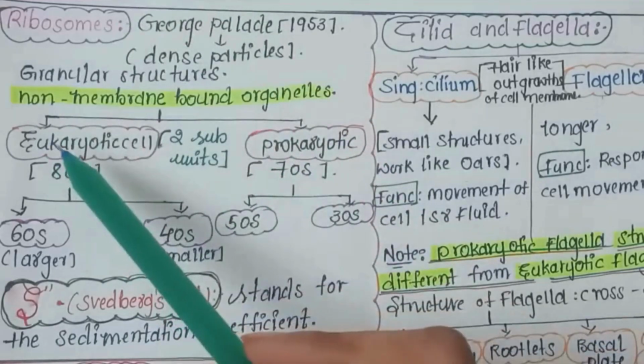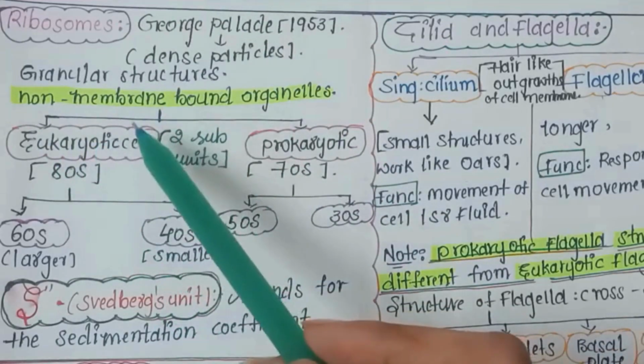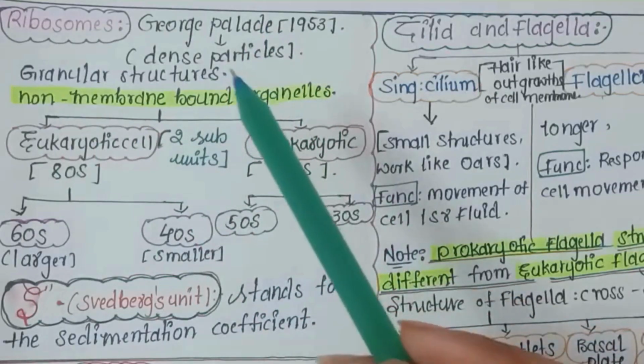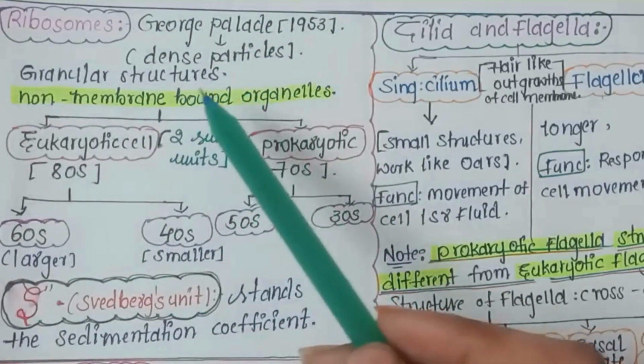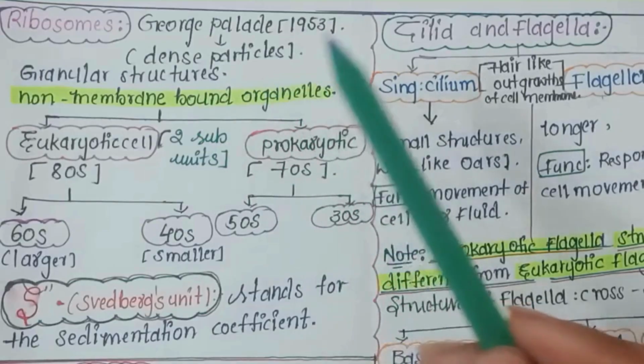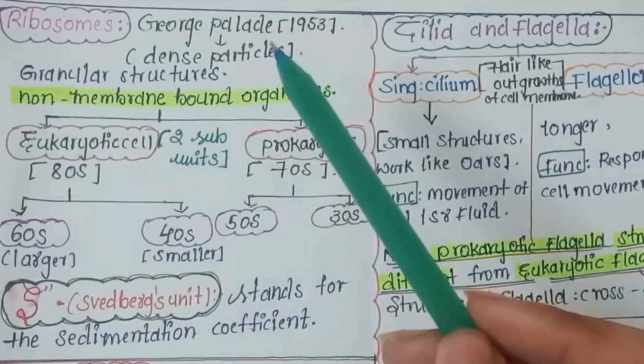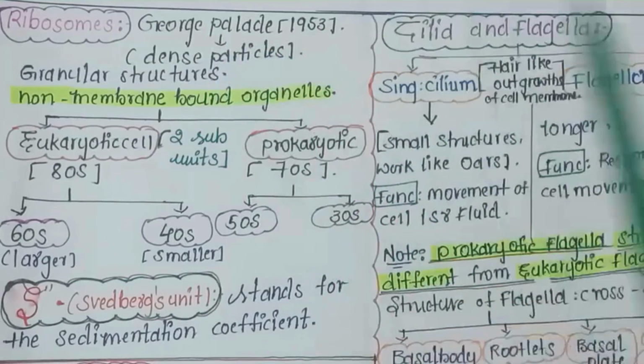Coming to the structure of the ribosomes and its functions, the ribosomes help in the synthesis of proteins and translating mRNA into specific sequences of amino acids.